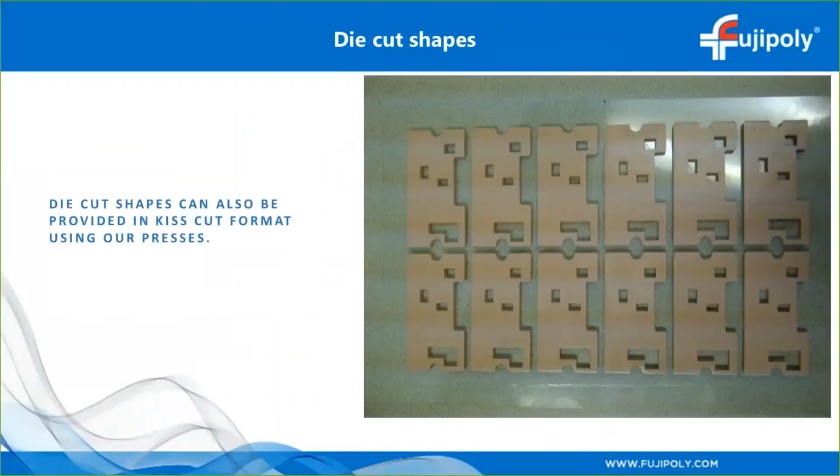We also do die cut shapes, so they can be provided in kiss cut format by using our presses. Again, you have an intact bottom carrier and an intact top cover film with the material scored onto that bottom carrier.